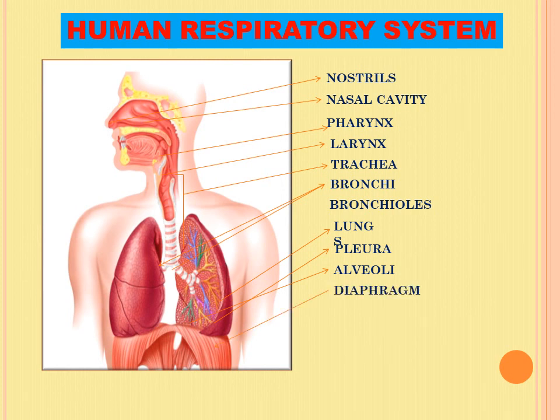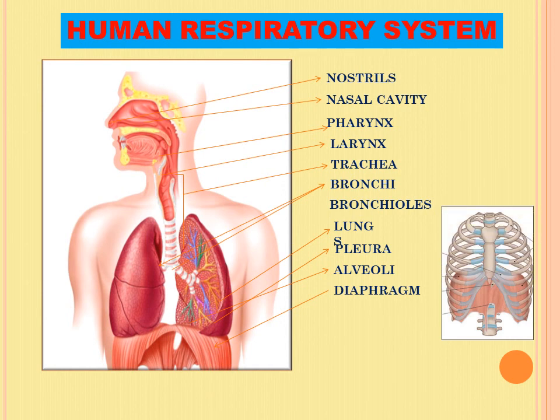Next portion is the diaphragm. As you know, the diaphragm is the portion present below the lungs, and it is responsible for maintaining inhalation and exhalation, as well as dividing the thoracic cavity and the lower abdominal cavity. So these are the parts of our respiratory system.